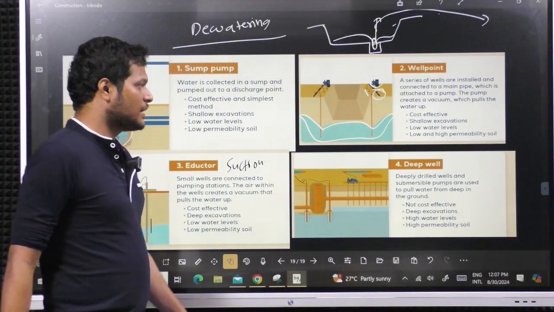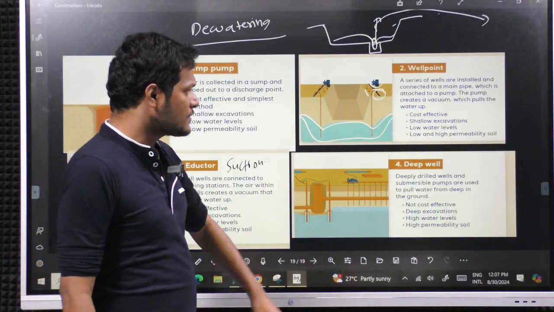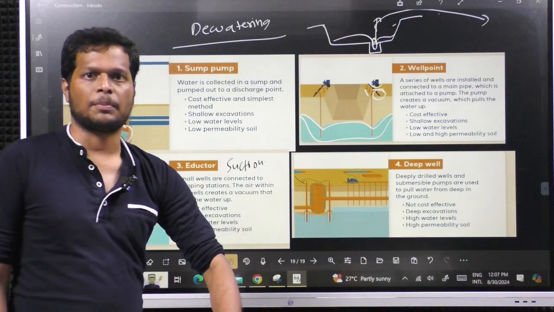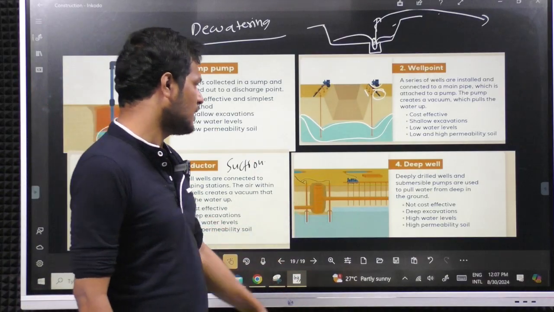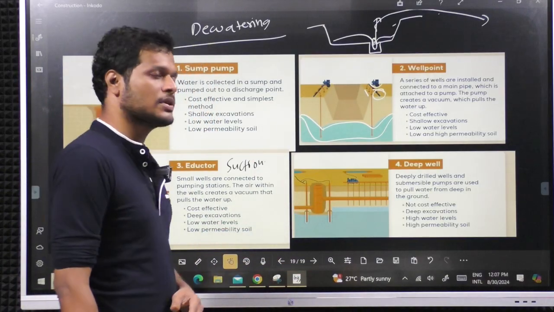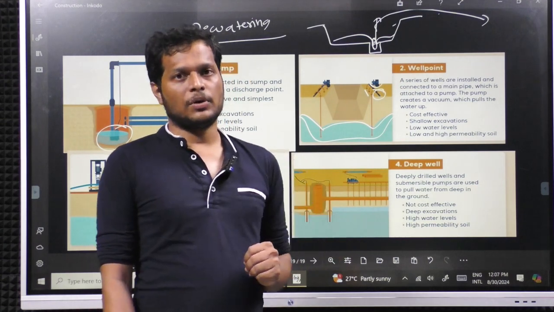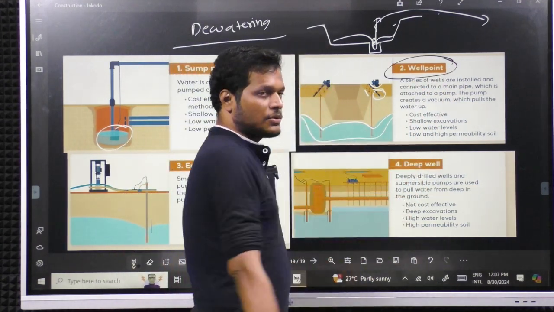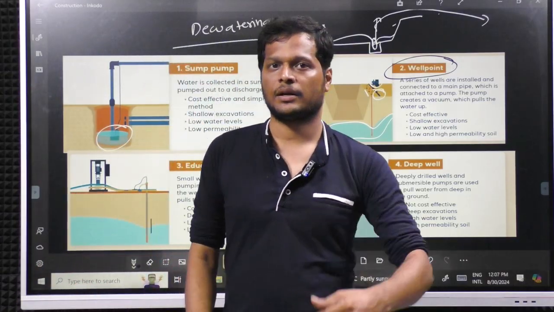And the last method is deep well. Deep drilled wells will be placed just like our bore wells, and a submersible pump will be sent inside. This is called the deep well concept. So these are the 4 methods that will be used. This is one of the previous RRB JE questions also, in 2019.